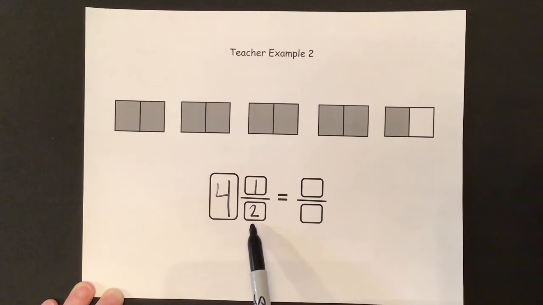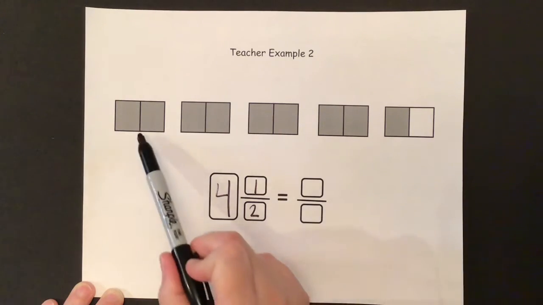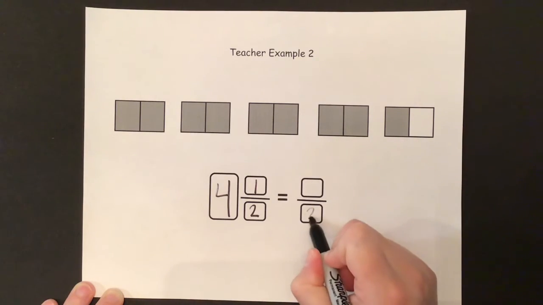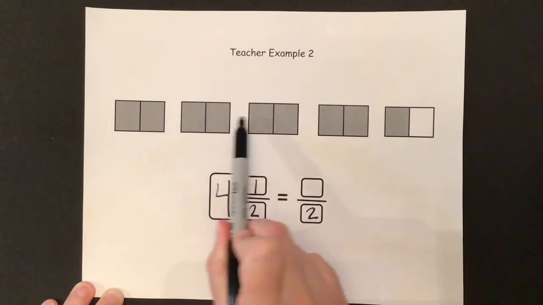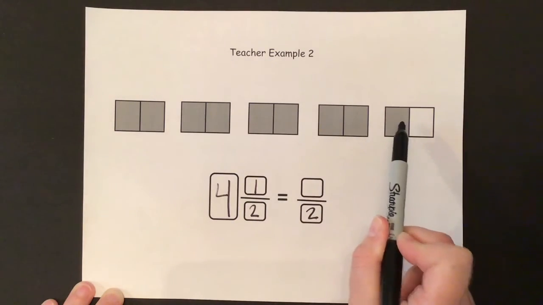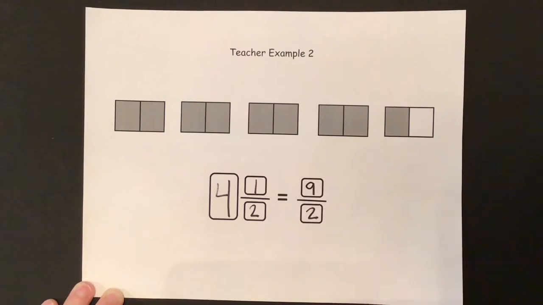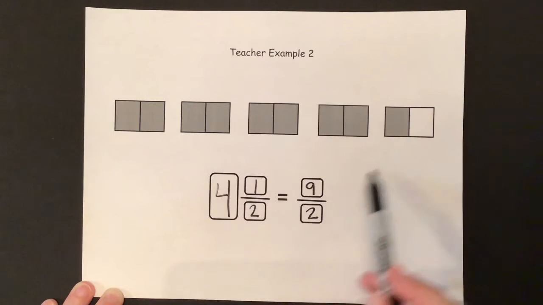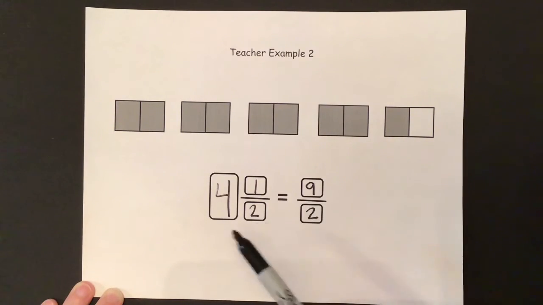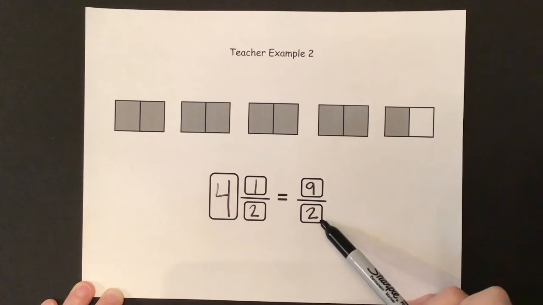4 1/2. And then the improper fraction, we know we're working with halves. And we have 1, 2, 3, 4, 5, 6, 7, 8, 9 of those pieces, 9 halves. So 4 1/2 is the same amount as 9 halves. This is the mixed number name, this is the improper fraction.